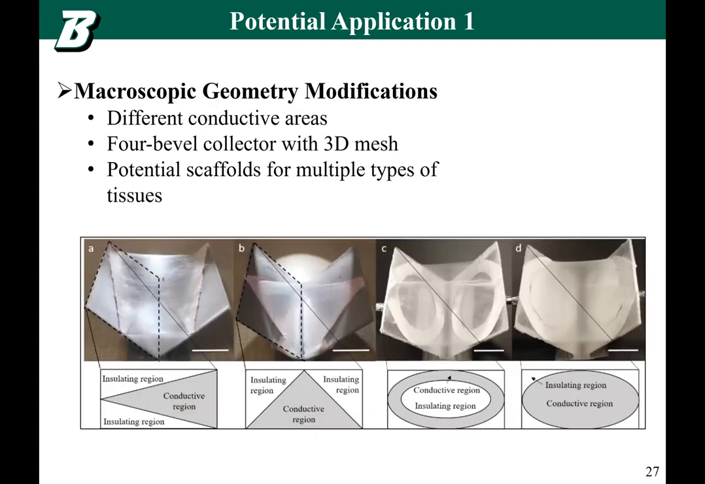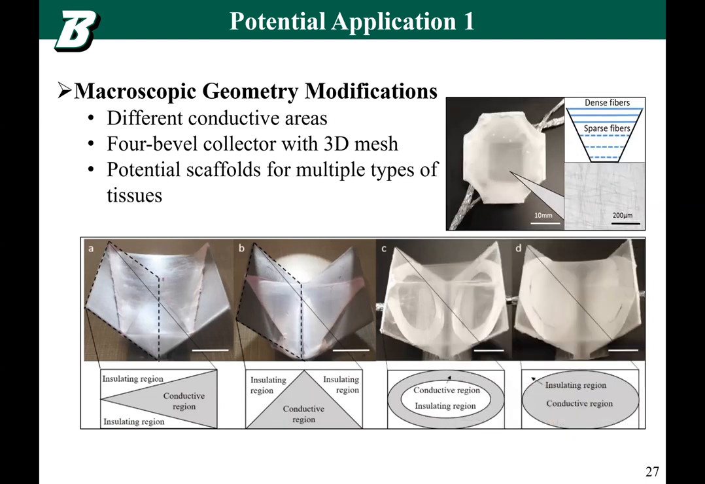So finally, we have some potential applications for this project. First, we can modify the conductive area on the two bevels to fabricate different macroscopic shapes of scaffold. And we also fabricated a four bevel scaffold to obtain some mesh structures in 3D scale. And this can be a potential scaffold for multiple types of tissues.